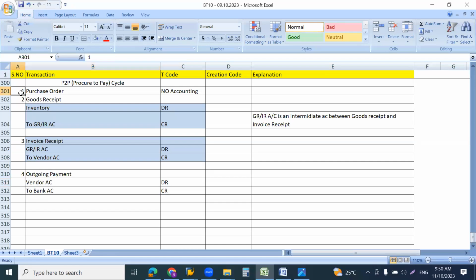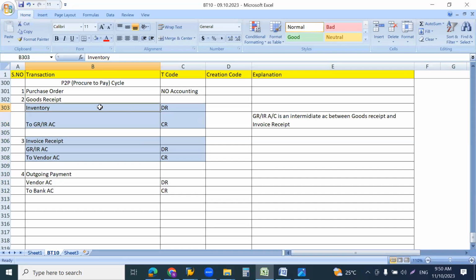Once again, try to understand this accounting entry. It's very simple, just tricky. If it is what comes in, debit; what goes out, credit. So inventory is coming inside, debit; bank is going outside, credit. This will be the final accounting entry: inventory debit and bank credit. These are all in-between transactions.